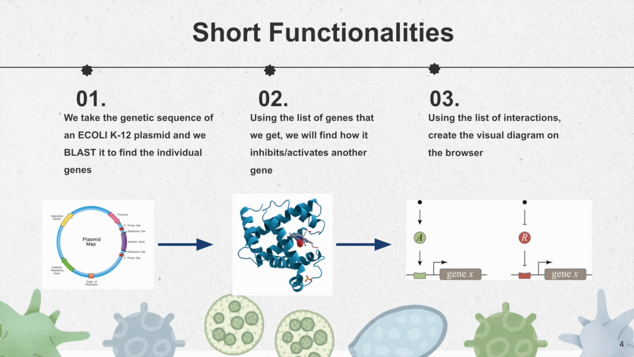So basically AutoGene does three things. First, we take the DNA sequence from a plasmid and run it through BLAST to figure out what genes are in it. Then we take those genes and look them up in a database and see how they interact with each other. Like, does one gene turn another off? And finally, we take all of that and draw it out as a visual diagram so you can see what's going on.